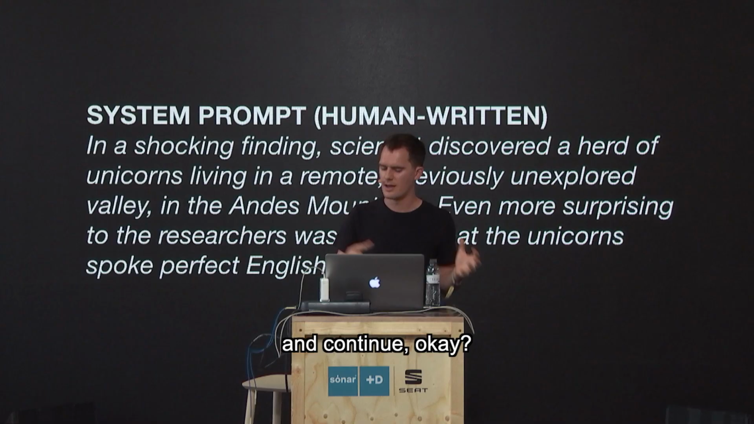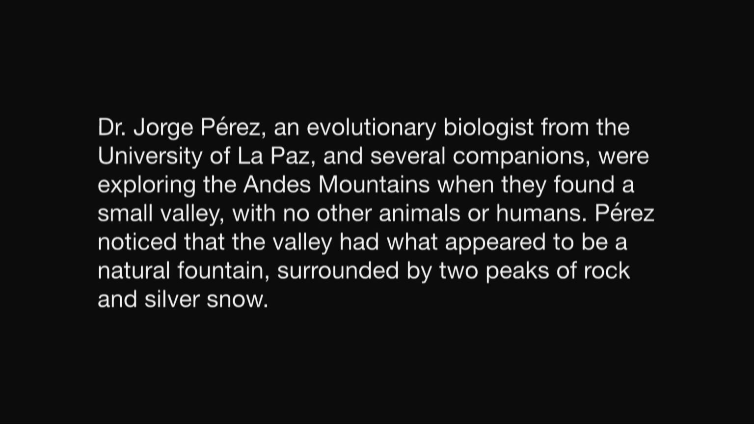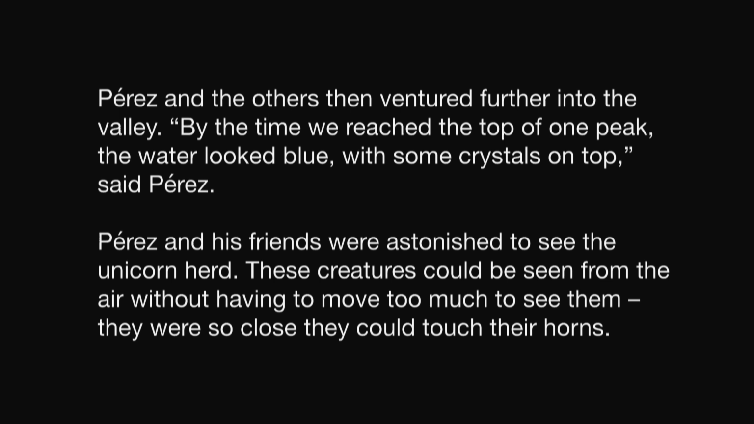The scientists named the population after their distinctive horn, Ovid's unicorn. These four-horned silver-white unicorns were previously unknown to science. Now, after almost two centuries, the mystery of what sparked this odd phenomenon is finally solved. Dr. Jorge Perez, an evolutionary biologist from the University of La Paz, and several companions were exploring the Andes Mountains when they found a small valley with no other animals or humans. Perez noticed that the valley had what appeared to be a natural fountain, surrounded by two peaks of rock and silver snow. Perez and the others ventured further into the valley. By the time we reached the top of one peak, the water looked blue with some crystals on top, said Perez. Perez and his friends were astonished to see the unicorn herd. These creatures could be seen from the air without having to move too much to see them. They were so close that they could touch their horns.